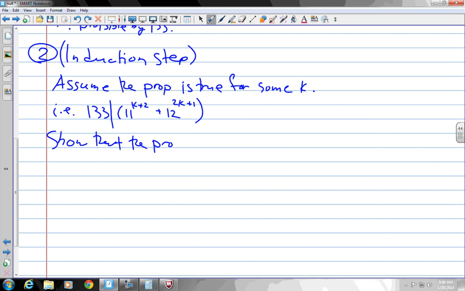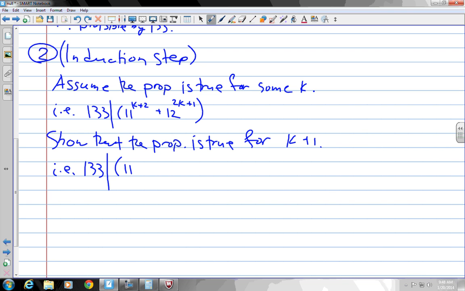So that's assuming that we need to show that the proposition is true for k plus 1. Meaning, we need to show that 133 divides 11. So I have to replace every k with k plus 1. That's basically what I'm doing. So I have to be really careful here.